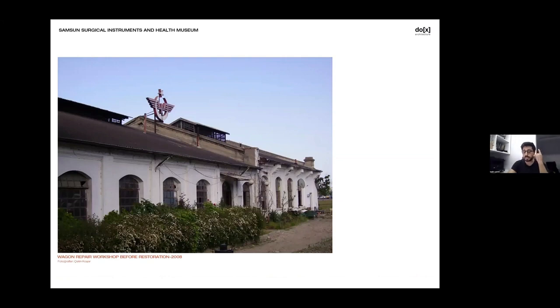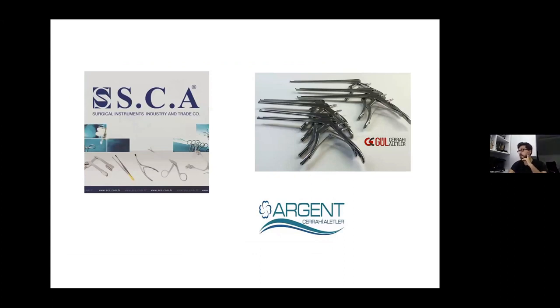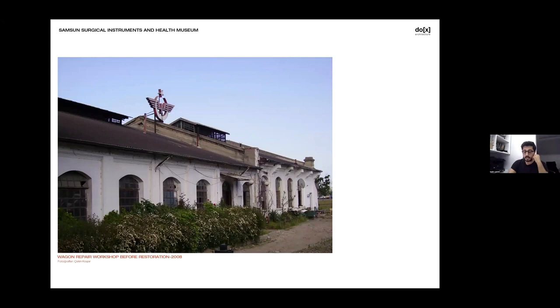So the Samsun administration wanted this building to serve as a surgical instrument museum, because there are plenty of surgical instrument companies in Samsun which produce surgical instruments and export worldwide. These are some of the surgical instrument companies that I put in here. In this way, the aim was to introduce the local people to the sector that provides significant economic contributions to the city, and to health equity and public health, and to bring the professionals together on this subject.